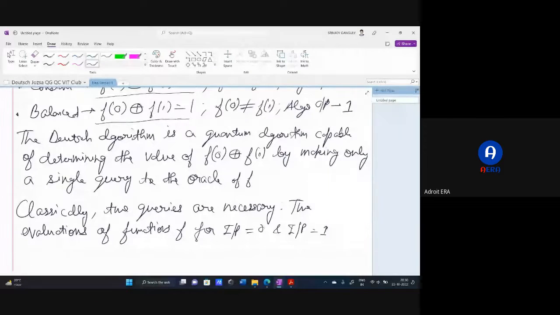Therefore, for input 0 you have to first check, and again separately input 1 you have to check. But for quantum, you don't have to do it. You can check it only once. Why? Because of quantum parallelism. That means superposition, right? You already know that with the help of superposition, you are able to manipulate several qubits or several quantum states at once, right? So because of that mechanism, this is why quantum computer is powerful, right?